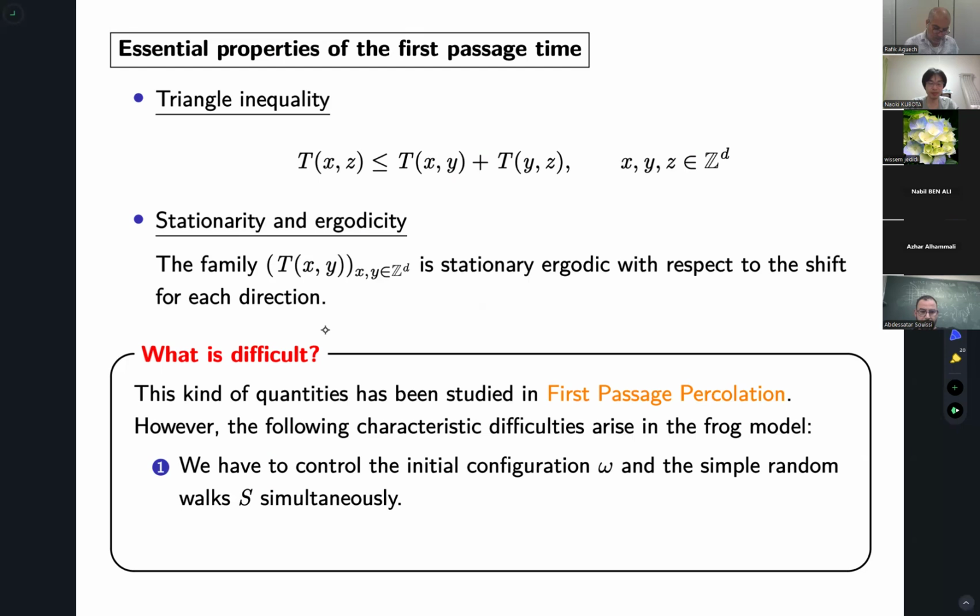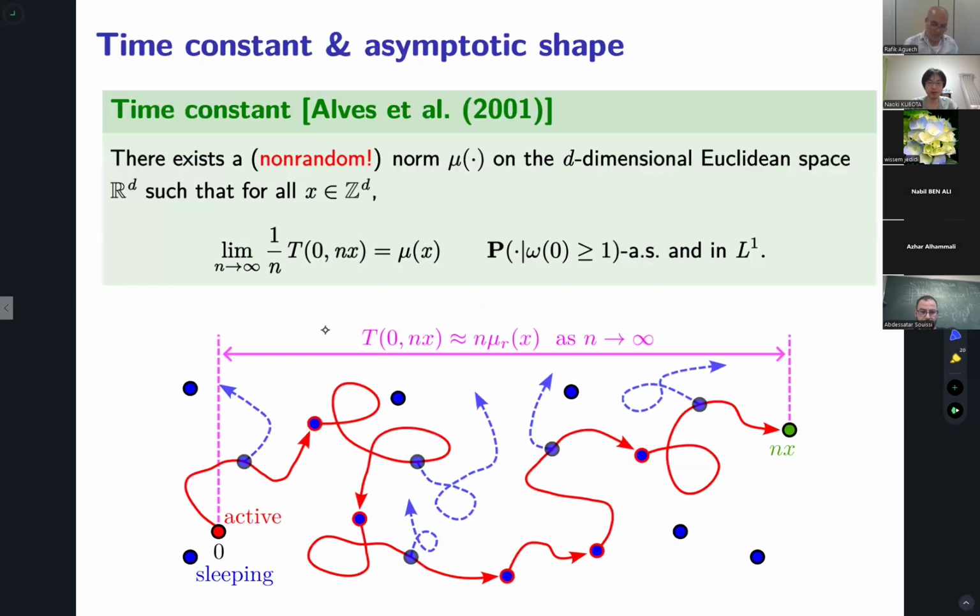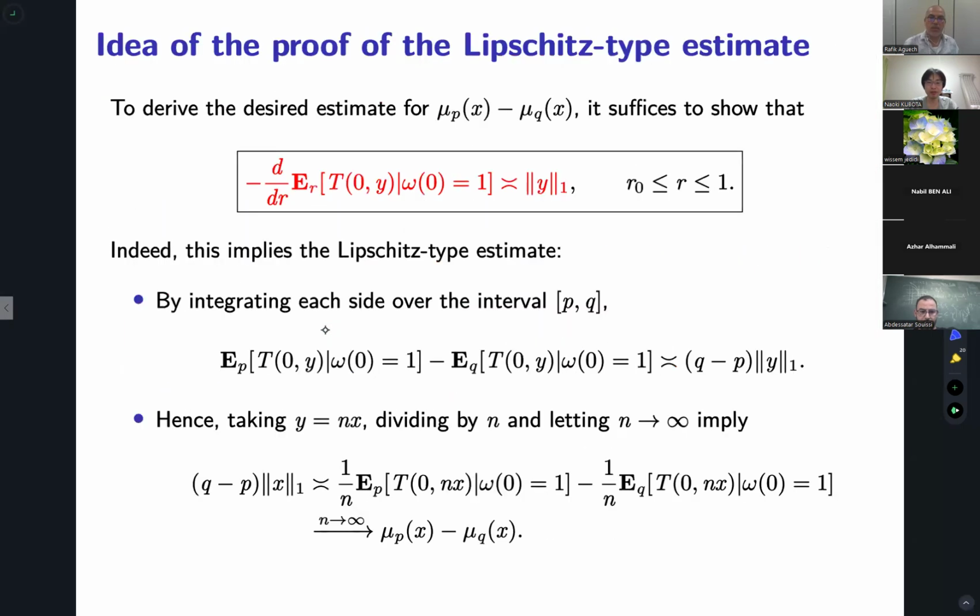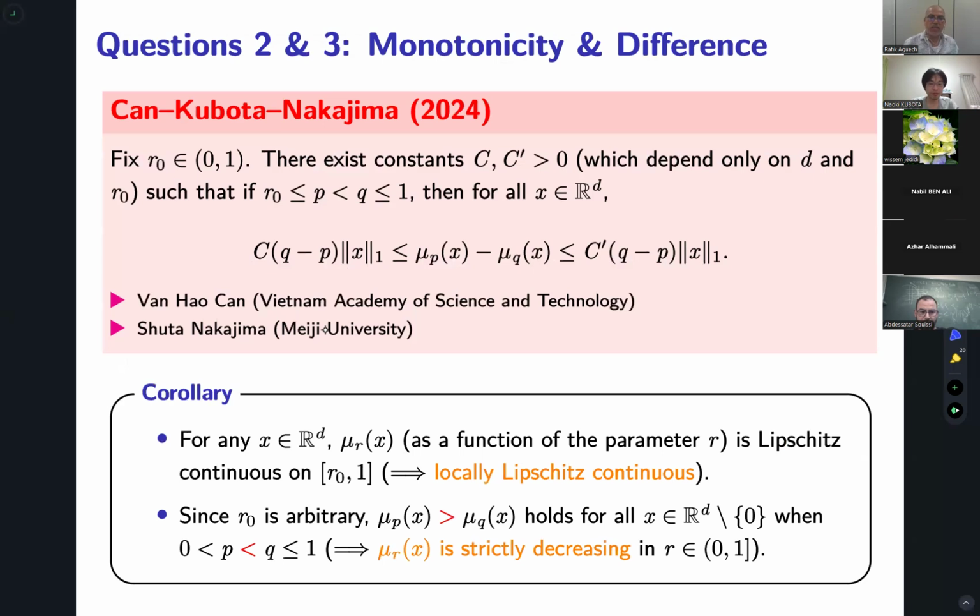The last question: if we go to the theorem of Kubota 2024, and you take x equals 0 in this theorem, we deduce that mu p0 equals mu q0 for all p and q. So the first time constant of 0 is always equal to 0.